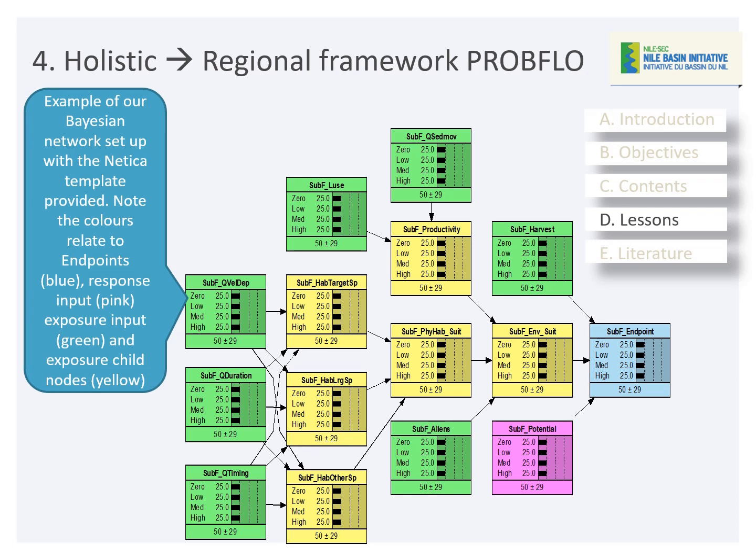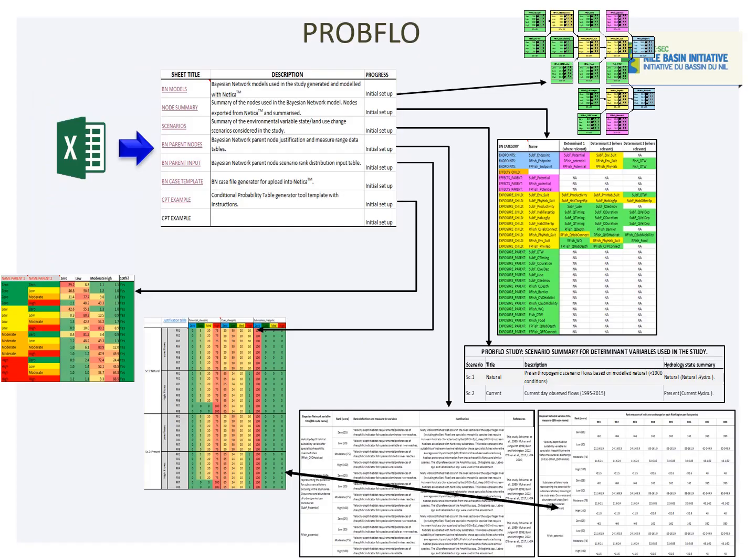So this is the example of our Bayesian network set up with Netica, which is a free software available. The colors relate to the endpoints, the input response variables, the exposure input variables, and the exposure child variables, the different colors. And we try to stick to that color model in all of our assessments. So what we do in a PROBFLO assessment is we use a support tool, an Excel-based risk calculation spreadsheet, where we have different components. We look at the Bayesian networks, the nodes, scenarios, what are the parent nodes, input nodes. We look at conceptual probability tables, and all of the querying is done in Excel.